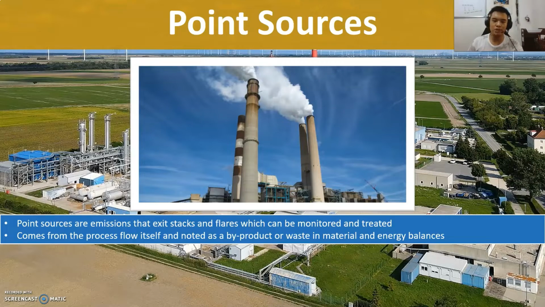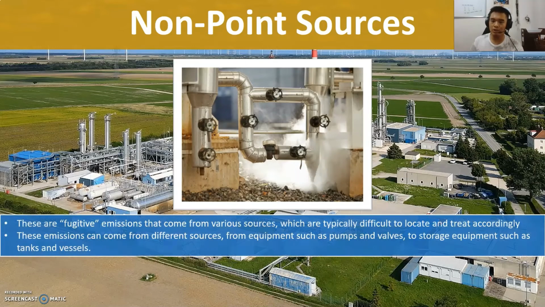So essentially, point source emissions are noted in the calculations during the planning and operation stage of chemical engineering processes. But those that are not taken note of in the material and energy balances are non-point sources. These are fugitive emissions that come from various sources which are typically difficult to locate and treat accordingly.